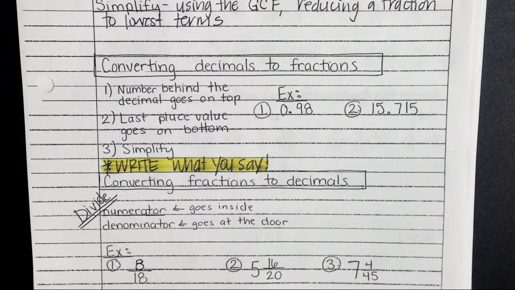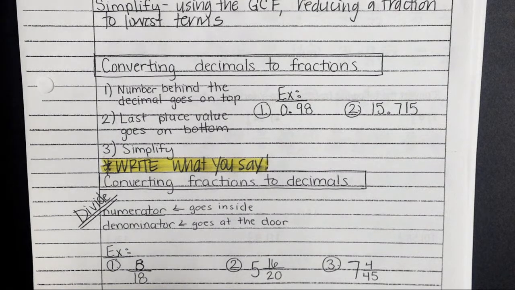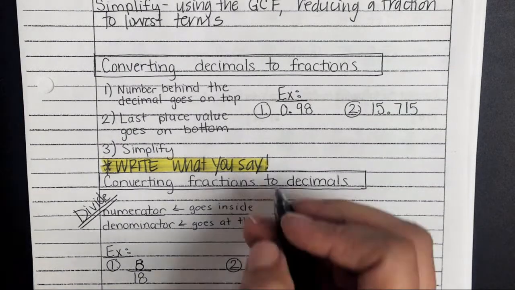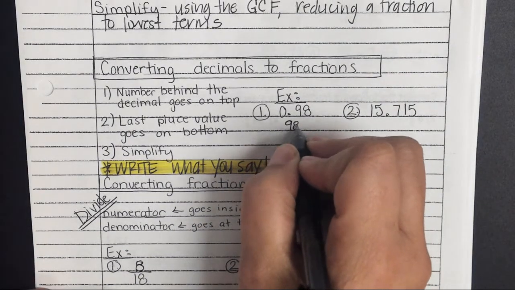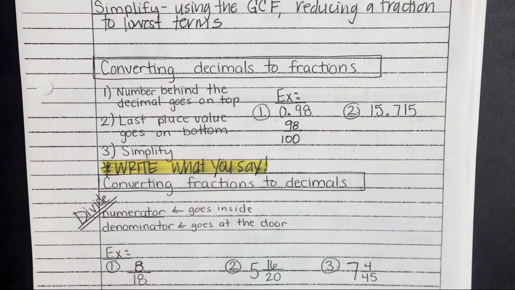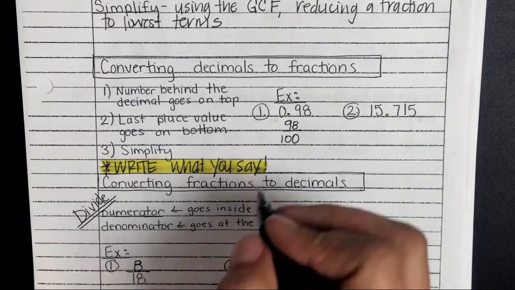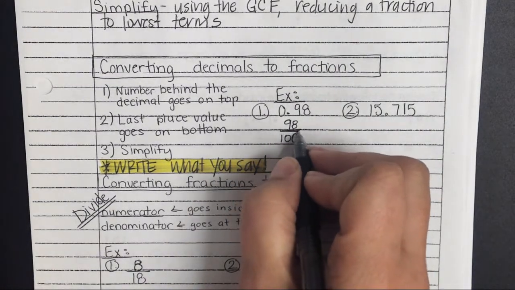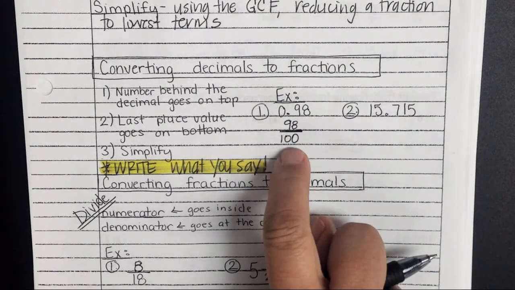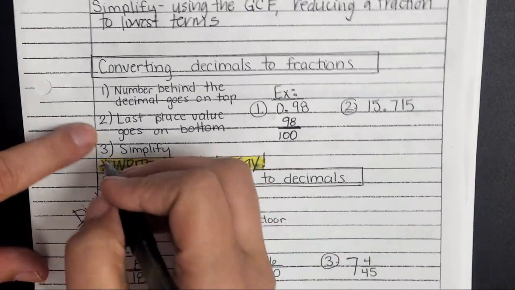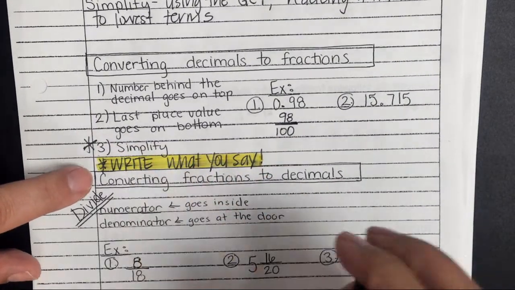Like 98,000? Nah, not quite. 98 hundredths. Okay, so listen to how we're going to write it. You said 98 hundredths. So when we write that as a fraction, you write 98 hundredths. That's all you do. You are writing what you say. Now, from this point, yes, we still have to come back over here and simplify.